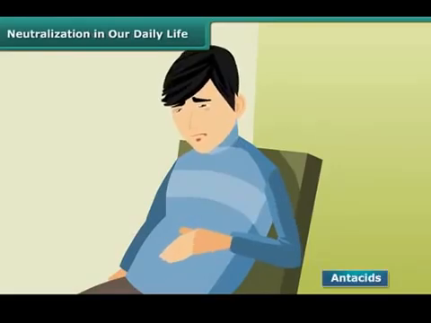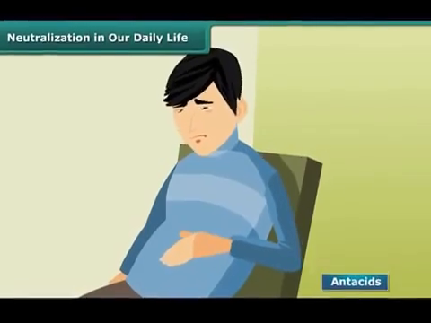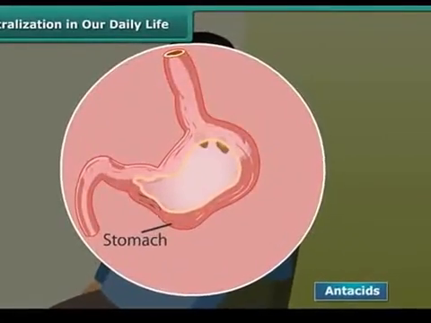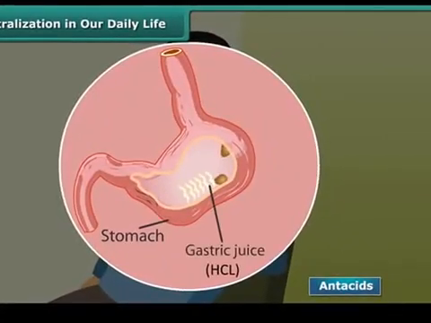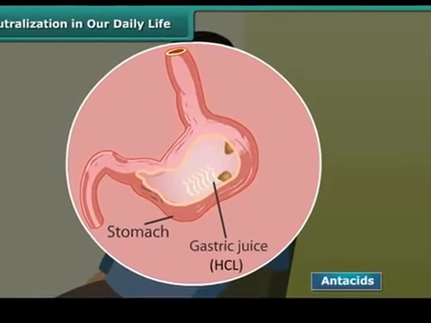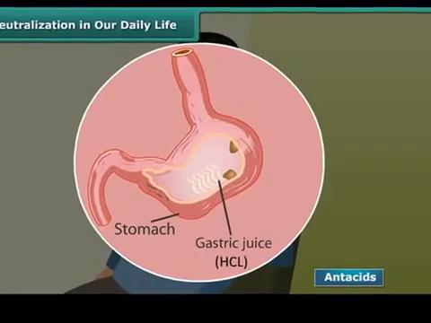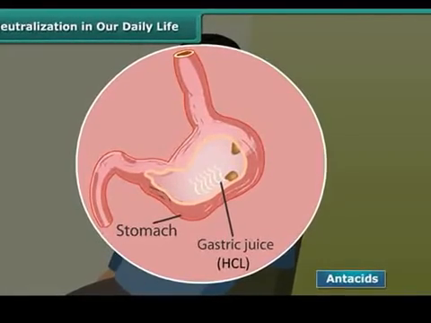Sometimes we feel inflammation in our stomach. Why is it so? Our stomach secretes hydrochloric acid, HCl, a very strong acid which helps us to digest food. But too much secretion of acid in the stomach causes inflammation. To relieve the sensation of inflammation, an antacid is taken. Antacid contains base, that neutralizes the excess acid in stomach.